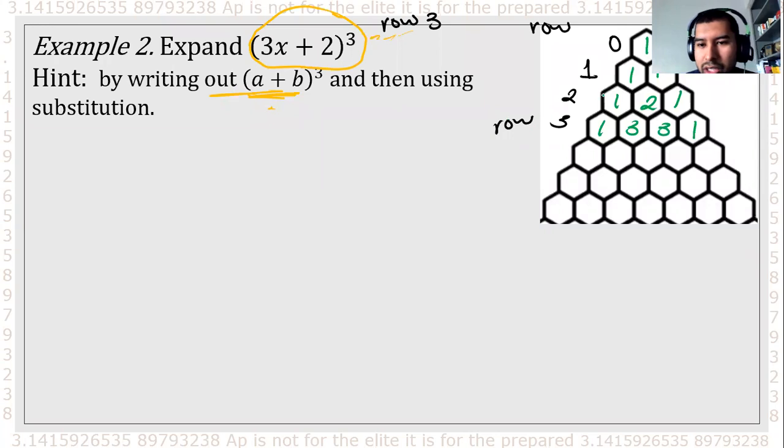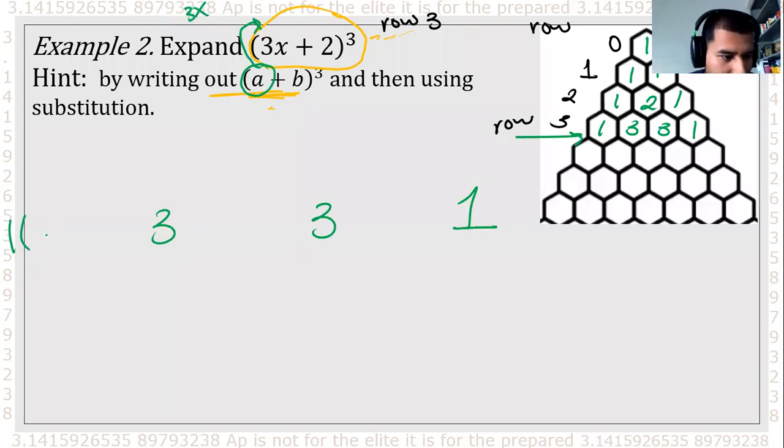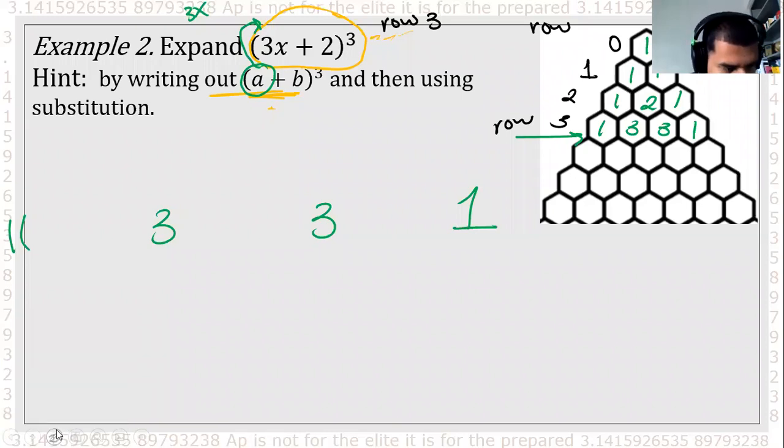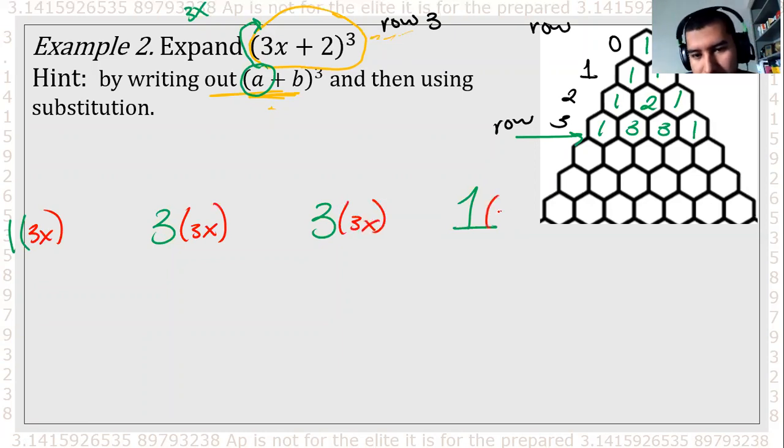Okay, so I'm gonna go ahead and use these numbers right here. And that's gonna give me a 1, a 3, a 3, and a 1. And I'm gonna go ahead and say my A is now this right here, this 3x. So it's gonna be, let me pick a different color, I'm sorry. And it's gonna be 3x, 3x, 3x, and 3x.